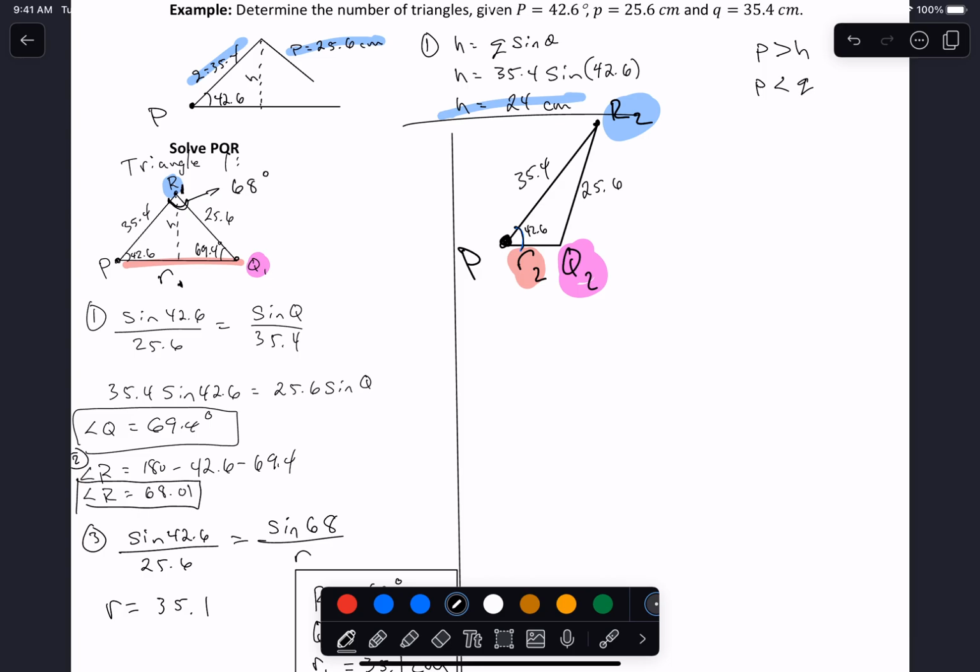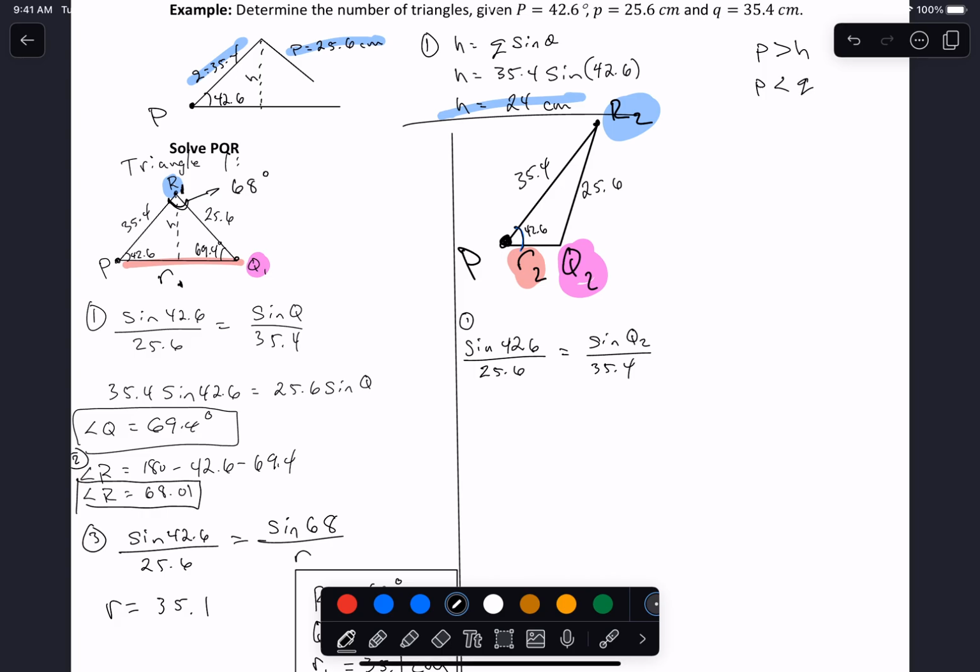So now you just gotta do the same work and solve for those same three pieces of information: the blue piece, the pink piece, and the red piece. Okay, and pretty much in the same order too, right? I think all the thinking's done. You do all the thinking in the first part. So I'm just gonna do sine law, sine of 42.6 over 25.6 has to equal the sine of Q2 over 35.4.